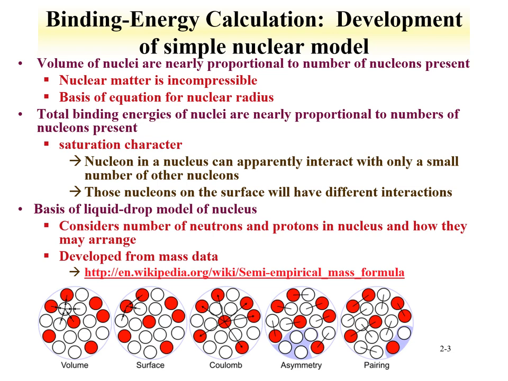This is all developed from mass data, and you can get some information from this web link here. Fundamentally, what this describes is that nucleons are going to have different interactions if they're in the volume. If they're in the middle of this drop, they're saturated. If they're on the surface, they're not completely saturated. They've got some interactions here, but nothing out over here.